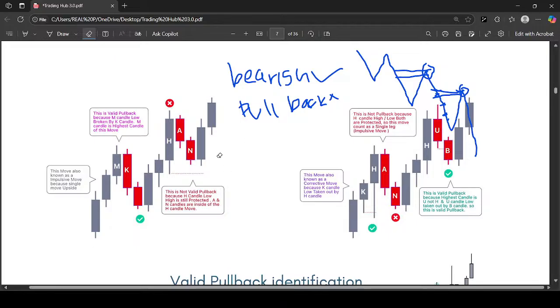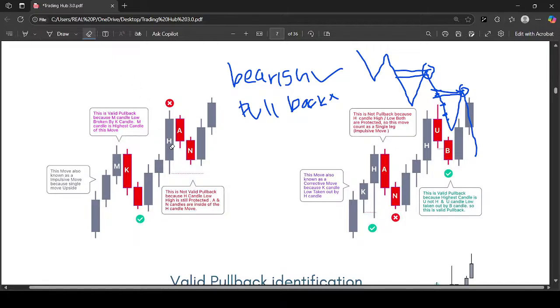Every pullback you see is the market trying to gather energy to run in its initial direction. So it is very vital for us to get our pullback right, understand it, know it, and identify it properly, so that we will get the move that is in line with our trend. Okay, so that's that for this.